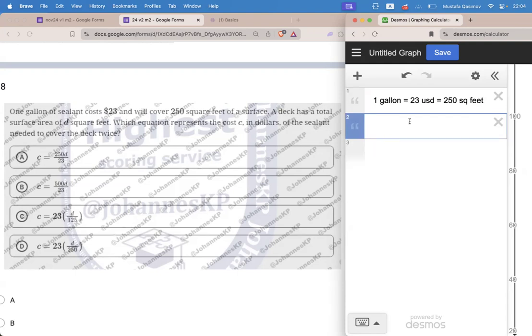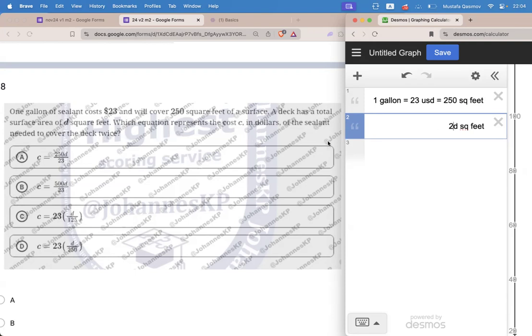Okay, say D square feet. So let's write D square feet here. Then it says twice. You also have to be careful here, because it says twice, you have to take 2D.